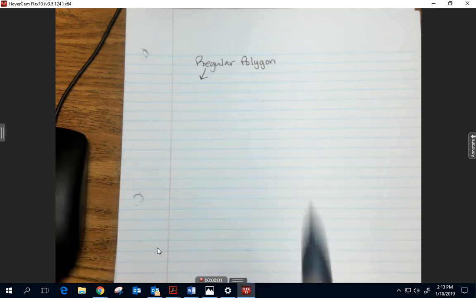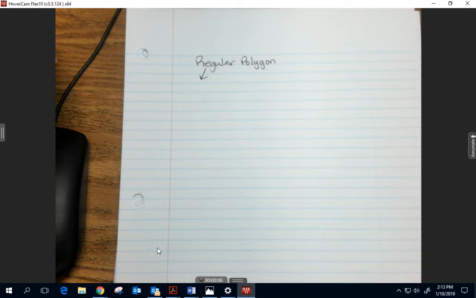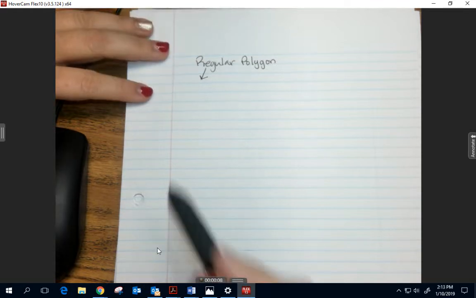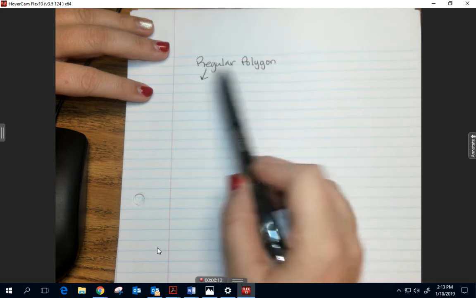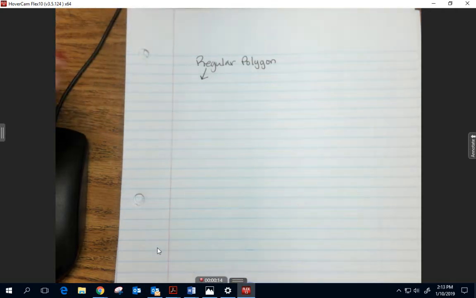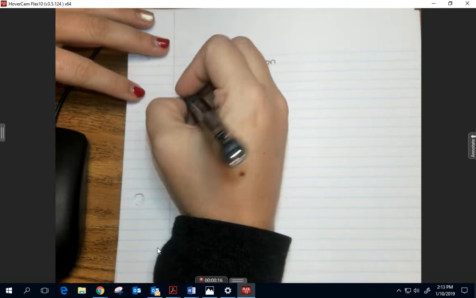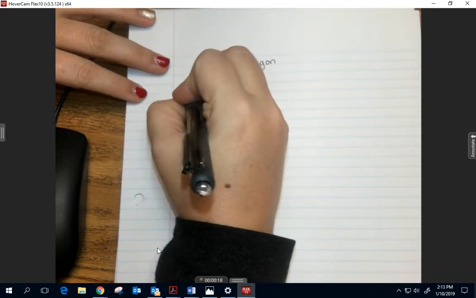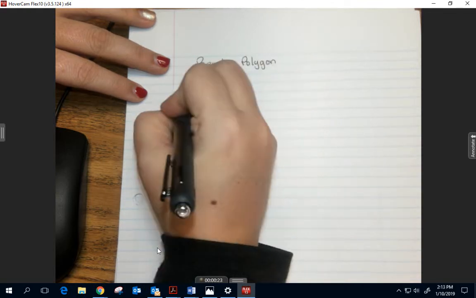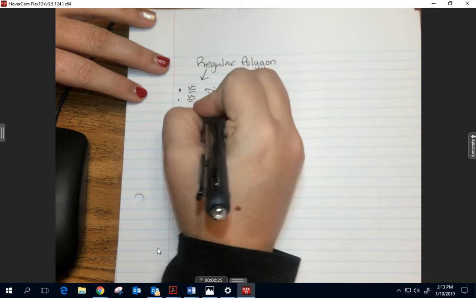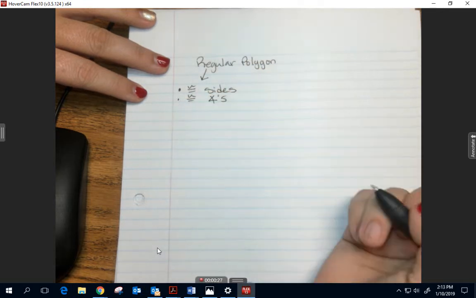Alright, like I said, we are going to be looking at exterior angles today. So what I need you to write down is what a regular polygon is. So regular polygon, regular. When I put that in front of polygon, what does that mean? That means we have congruent sides and congruent angles. Okay?